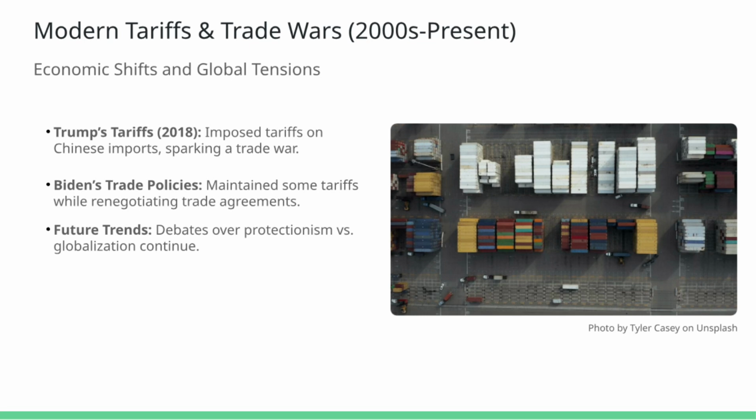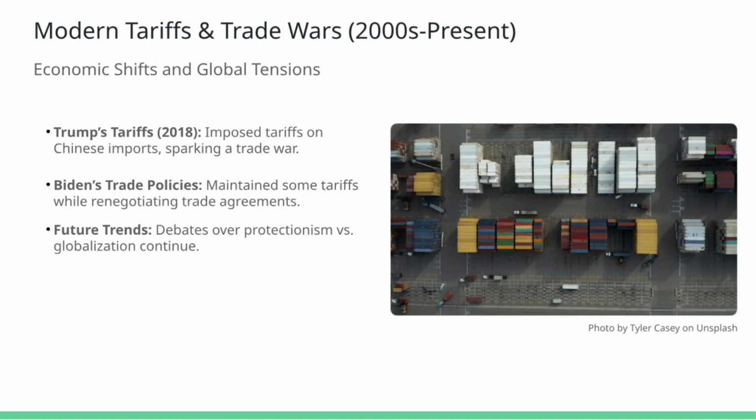One of the most significant tariff battles in recent history kicked off in 2018, when President Donald Trump imposed steep tariffs on Chinese imports. The goal? To reduce the U.S. trade deficit with China and protect American industries. The result? A full-scale trade war, with China retaliating by slapping its own tariffs on American goods, everything from soybeans to automobiles.